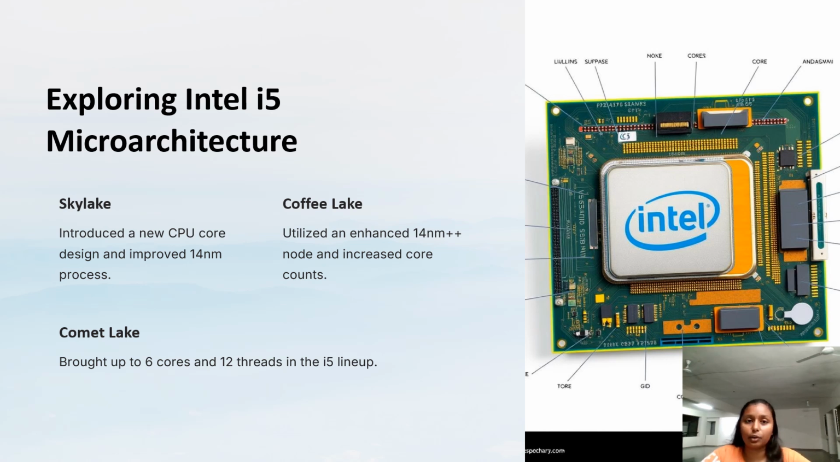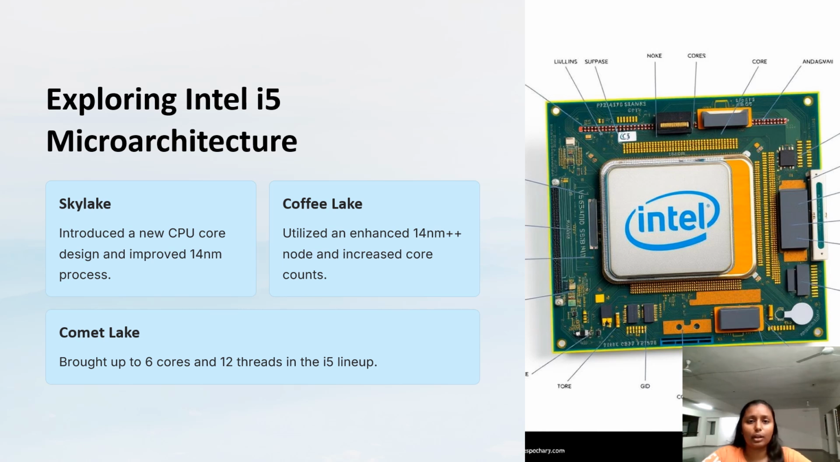Exploring Intel i5 microarchitecture. In terms of microarchitecture, it reveals the intricate design and technology that powers its performance. Skylake introduced a new CPU core design and an improved 14 nanometer process. Skylake is from the 6th generation. Then the next is Coffee Lake. Coffee Lake belongs to the 8th generation. It utilized an enhanced 14 nanometer plus node and increased core counts. The last one is Comet Lake, from the 10th generation. It brought up to 6 cores and 12 threads in the i5 lineup.